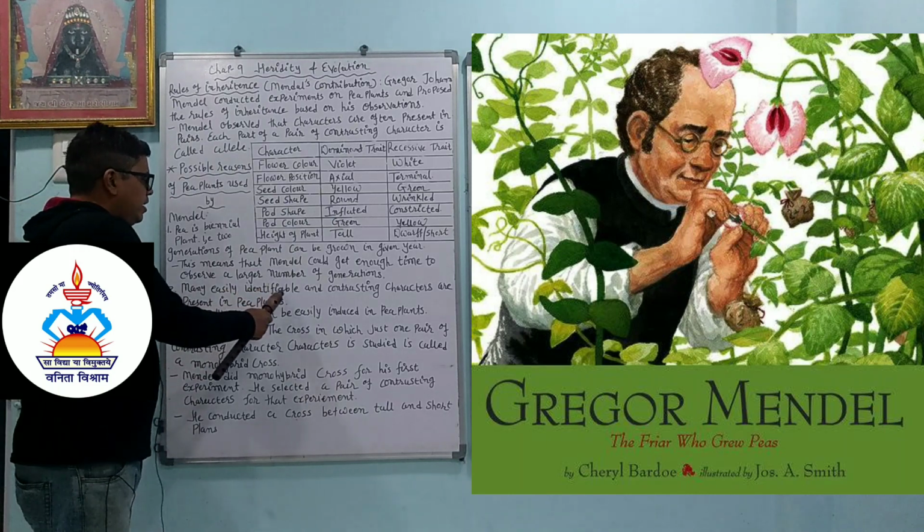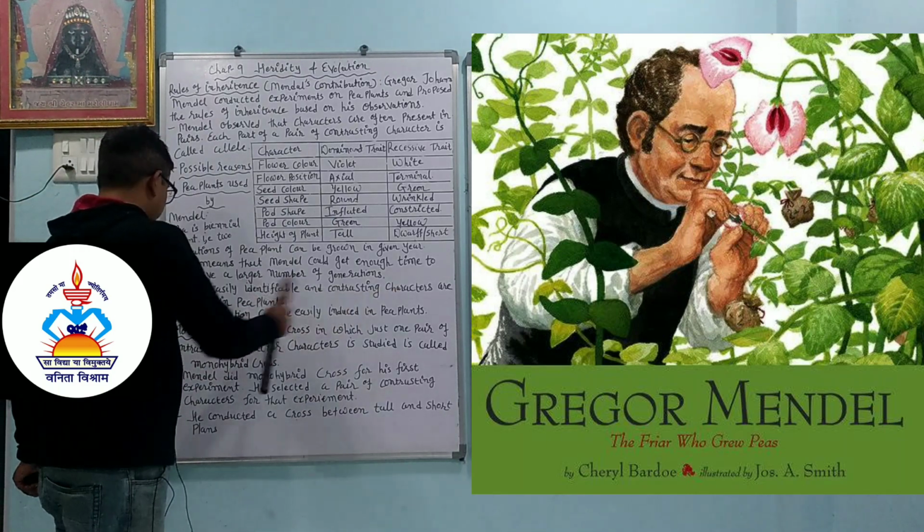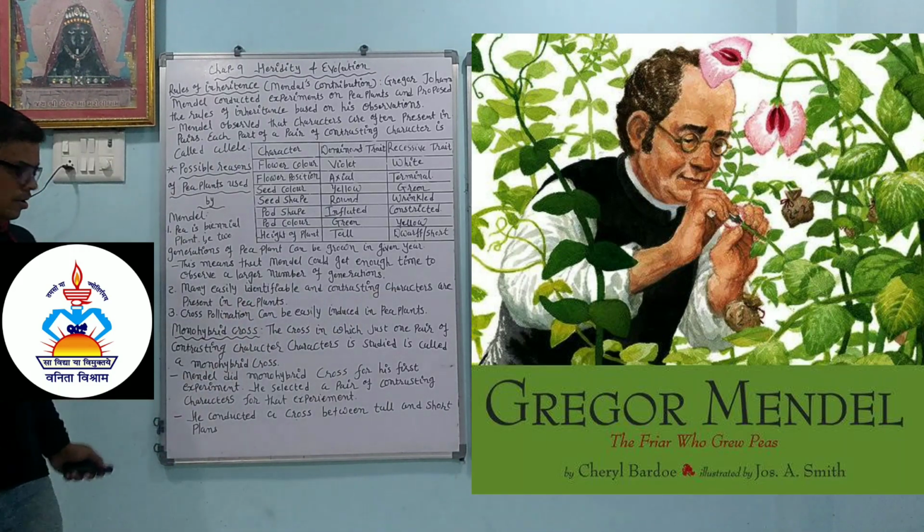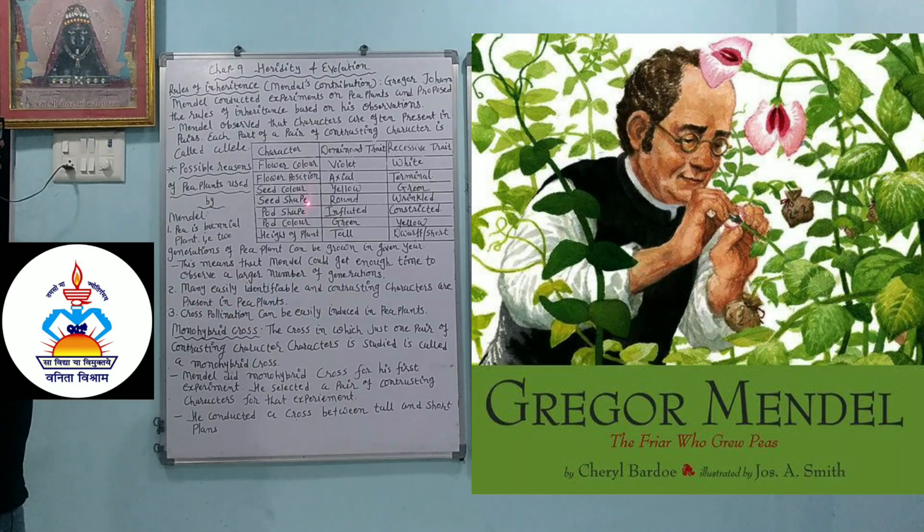Many easily identifiable and contrasting characters are present in the pea plant. Like flower color, seed color, height of plant, many easily identifiable and contrasting characters are present in the pea plant.